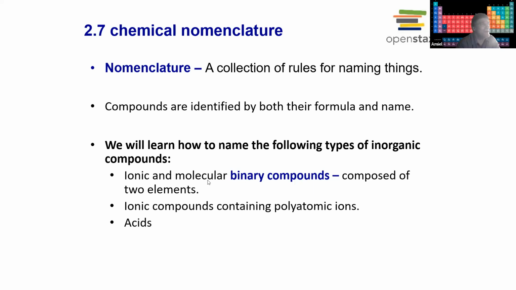One is ionic and molecular binary compounds. Binary is just a fancy name for 2 different elements combining together. That's a binary compound. And we'll talk about polyatomic ions. How do we name those? And sorry, the third type will be acids. How do you name acids?